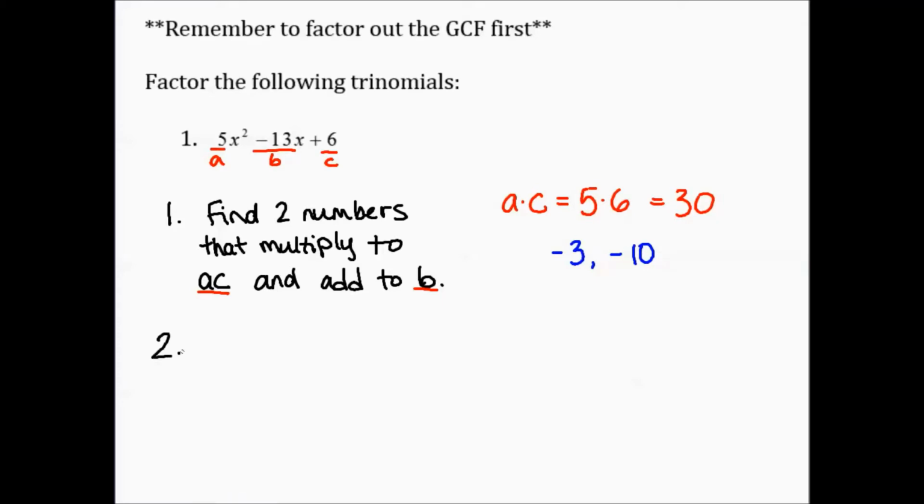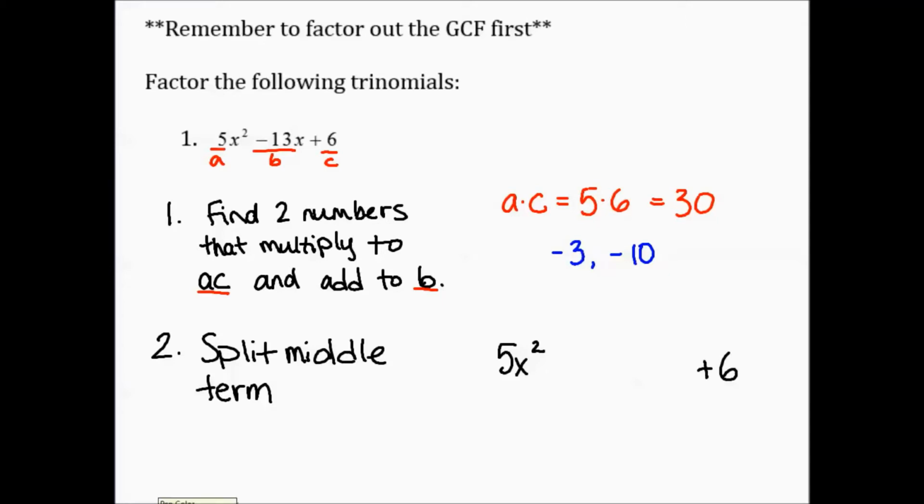Then, our second step is to split the middle term. So, in my original equation, I had 5x squared minus 13x plus 6. I am going to split up that negative 13x using the two numbers that we found earlier. So I'm going to split it into negative 3x and negative 10x. If I combined like terms, I would still end up with what I started with, so I haven't changed the problem, I've just changed how it looks.